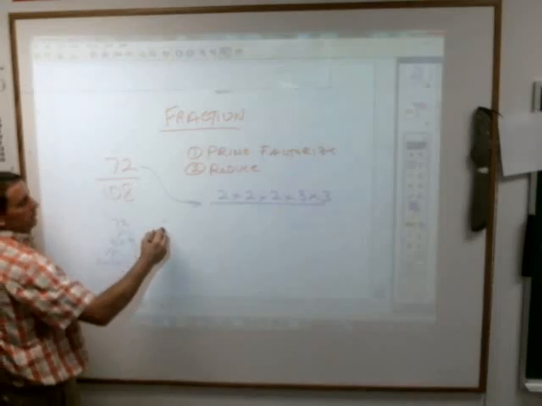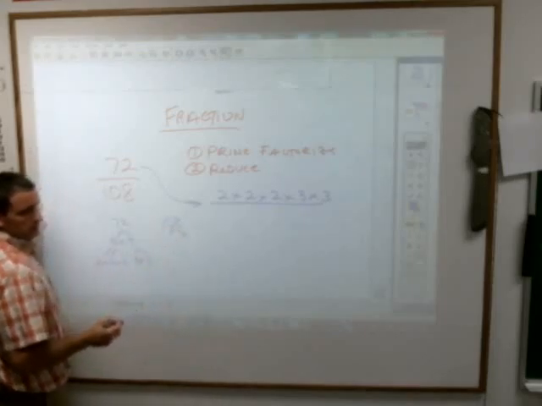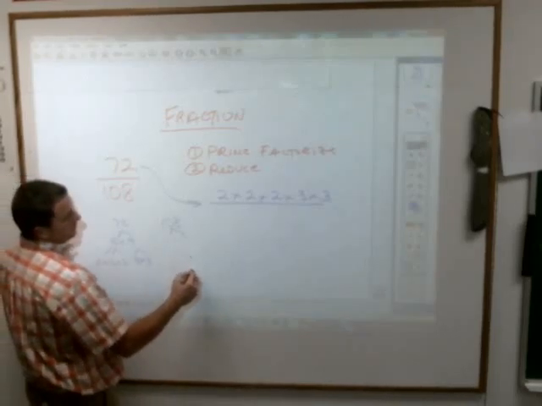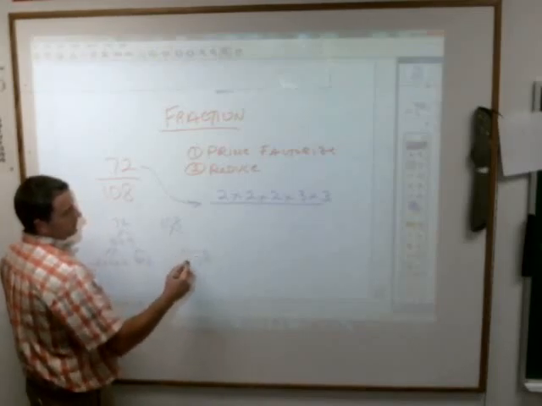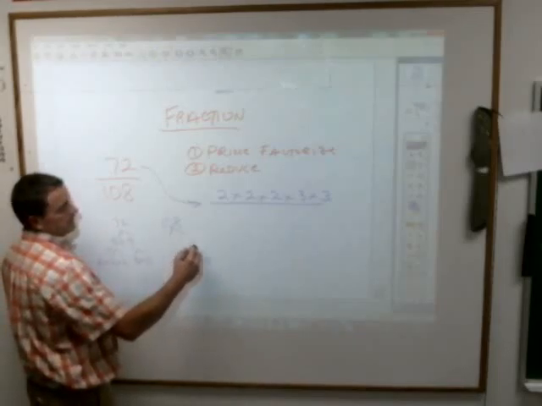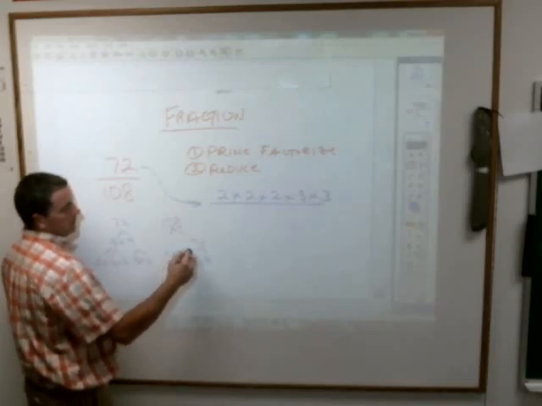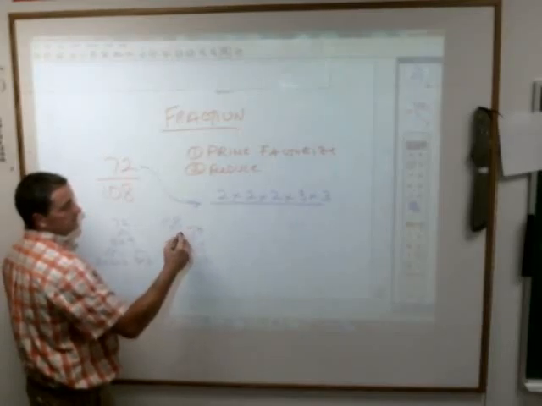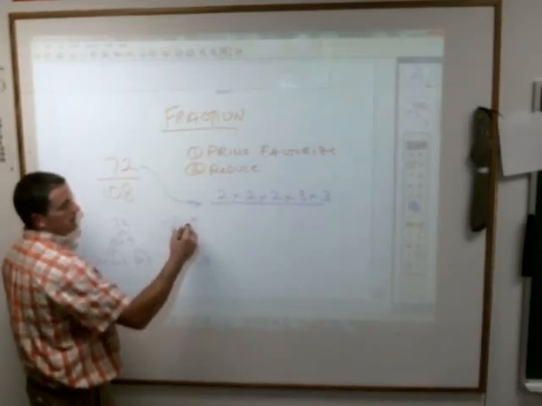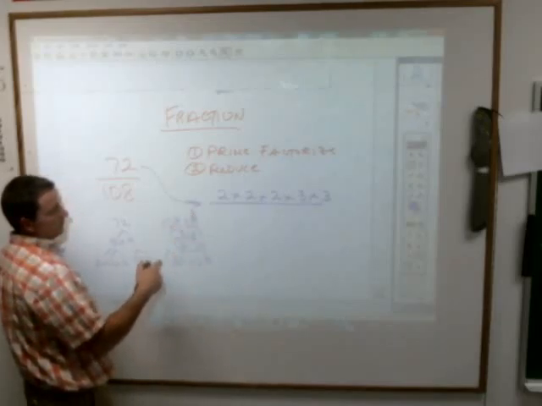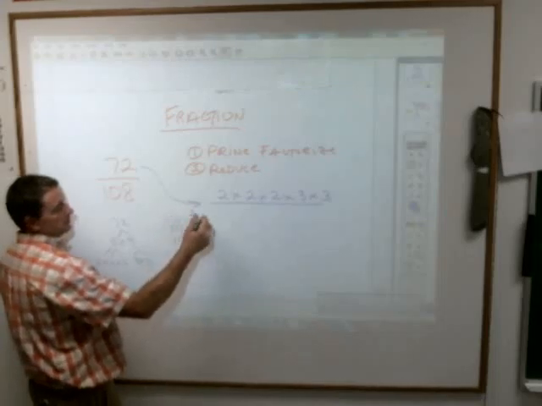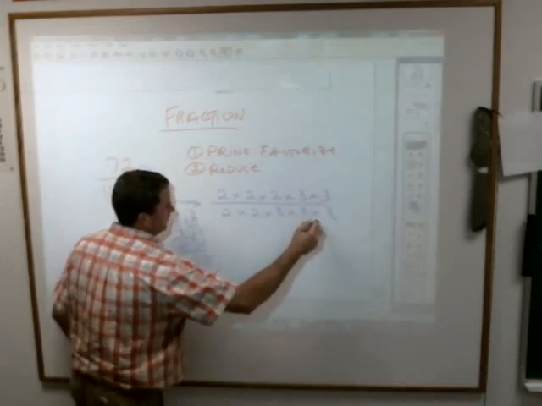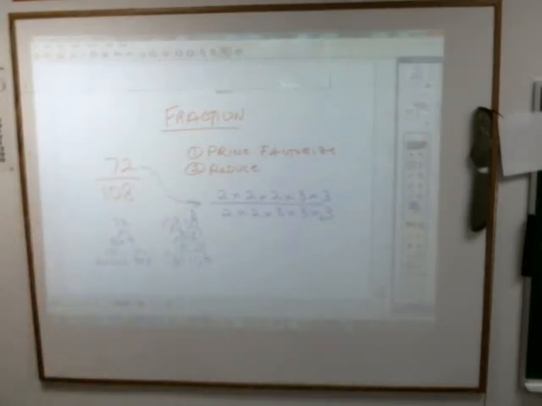Now the prime factorization of 108. What times what gives you 108? This maybe would be one to do as division by primes, because you can cut it in half. Half of 108 is 54. Half of 54 is 27, and 3 goes into 27 nine times, and then 9 is 3 times 3. So 108 is 2 times 2 times 3 times 3 times 3. Step number 1 is done.